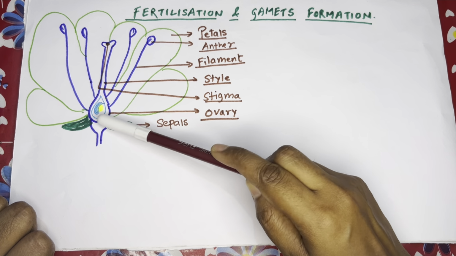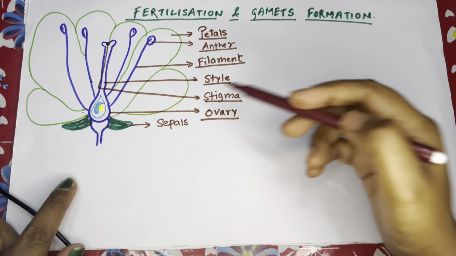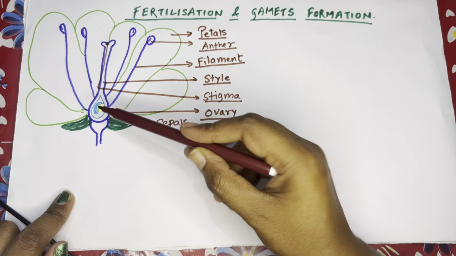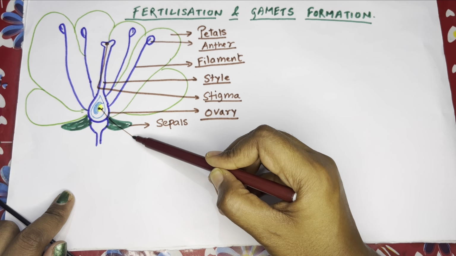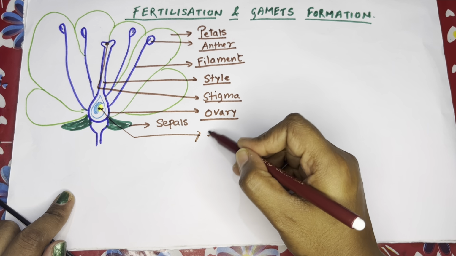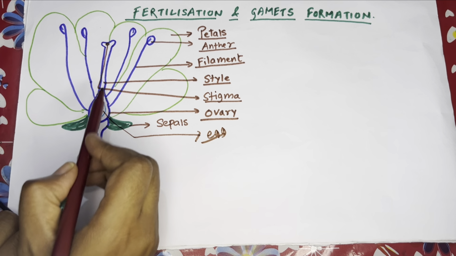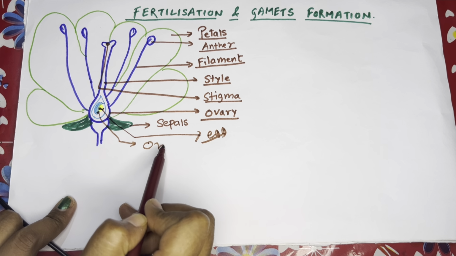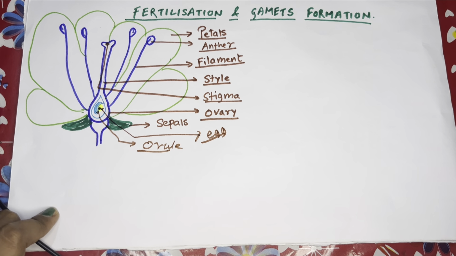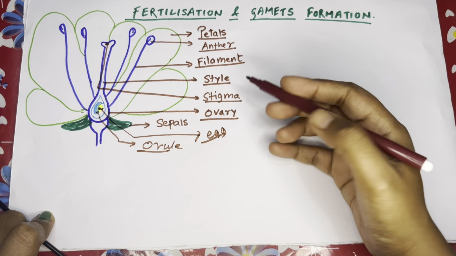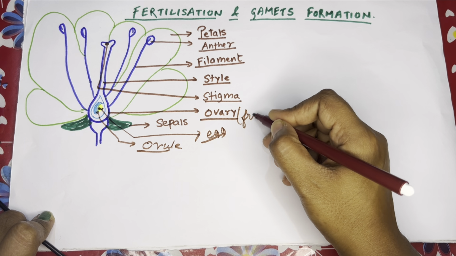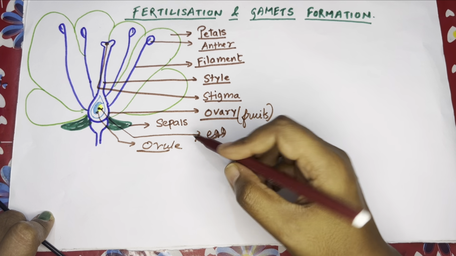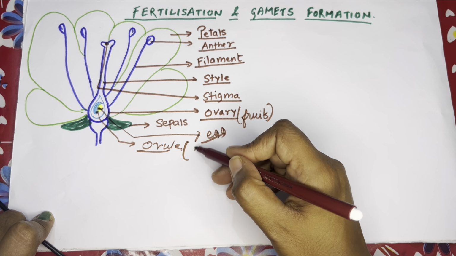This round shape is called ovary. The green colored part, this is the egg. Then this blue colored part is the ovule. Later on, ovaries develop into fruits and ovules develop into seeds.